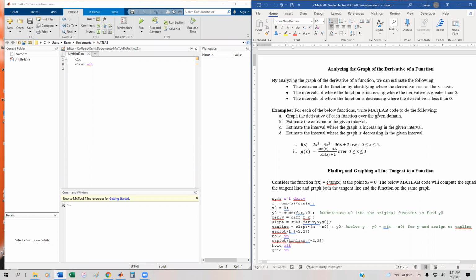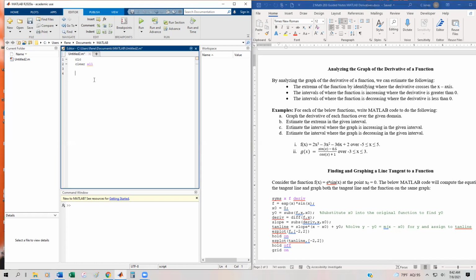And you might be asking, well, why don't I just go ahead and plot the graph and analyze and find it that way? Certainly that's a valid statement. However, it never hurts to have a secondary method to identify some of those exact points, if possible, of increase, decrease, and extrema. So we're going to take a look at two examples. We're going to graph the derivative, estimate the extrema, and then estimate the intervals of increase and decrease.